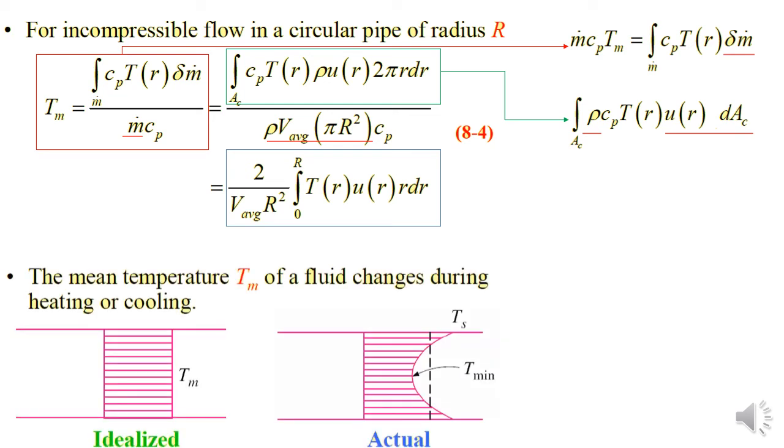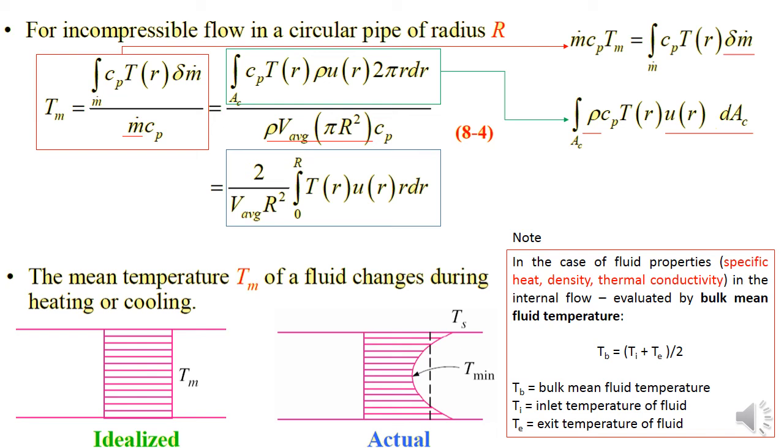So the mean temperature Tm of a fluid changes during heating or cooling. As you can see in this figure, we have idealized and actual. In the idealized case, we have changed the variation of temperature into the mean temperature. So I put a note here.